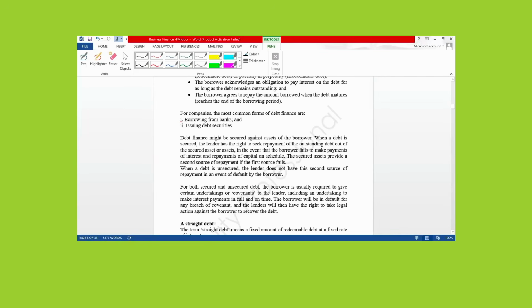But when a debt is unsecured, there is no second source of repayment in the event of default by the borrower. So we are going to note that we can finance our business with borrowings, but the lender is likely to demand collateral security.